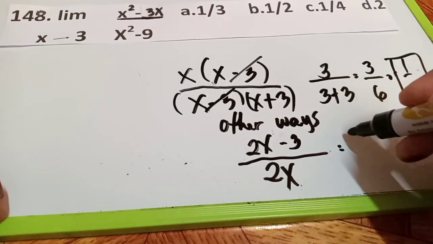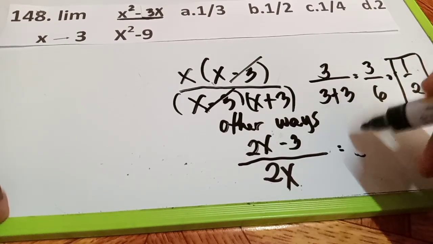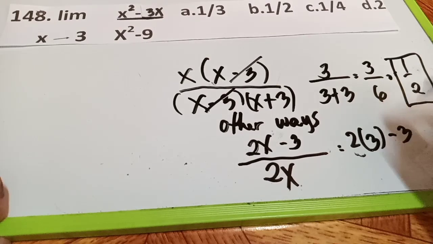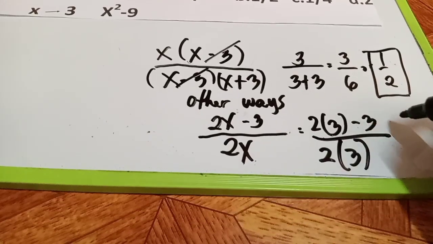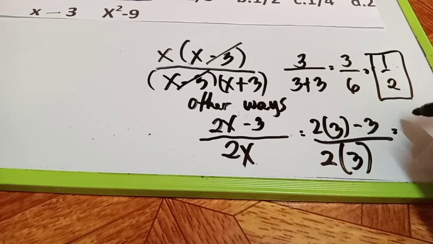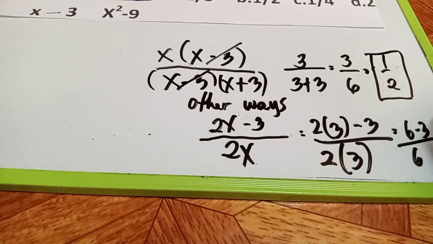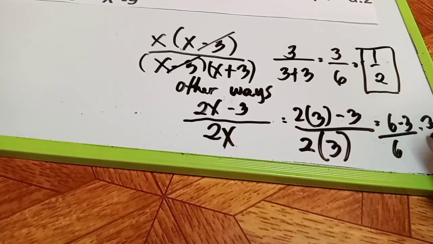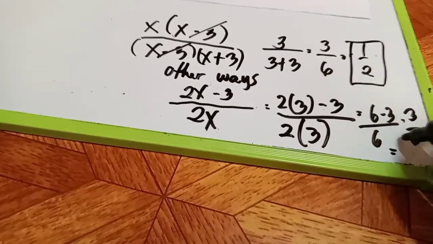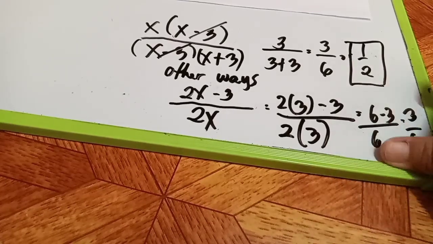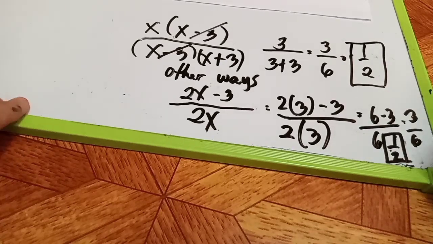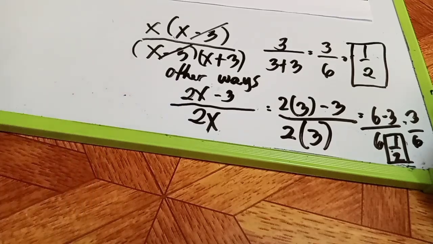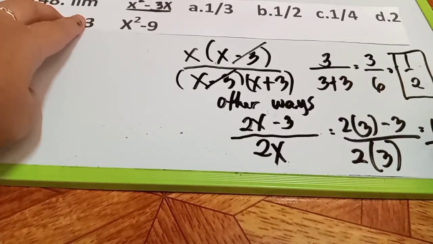So if you substitute 2 times 3 minus 3, and then 2 times 3, this will become 6 minus 3 over 6. 6 minus 3 is 3 over 6, which is the same as 1/2. So, same answer. Take note, guys, this is the other way of getting the derivative of this problem.